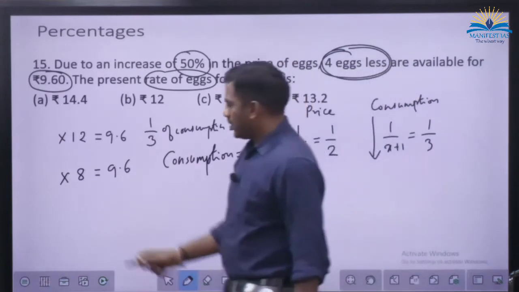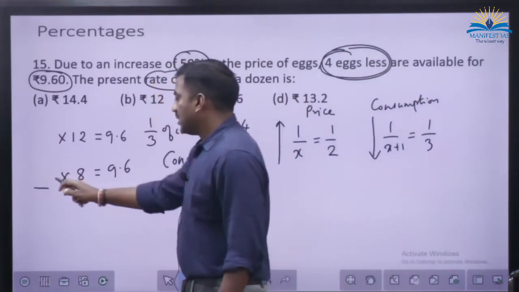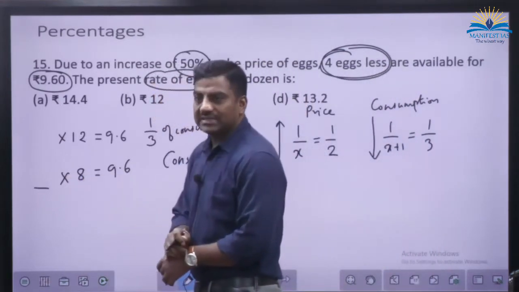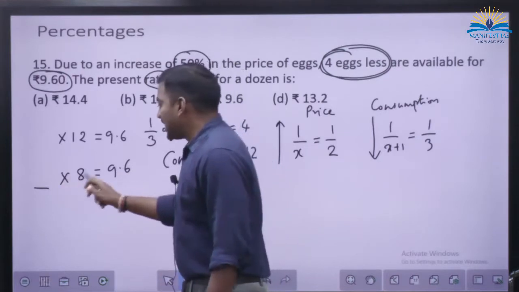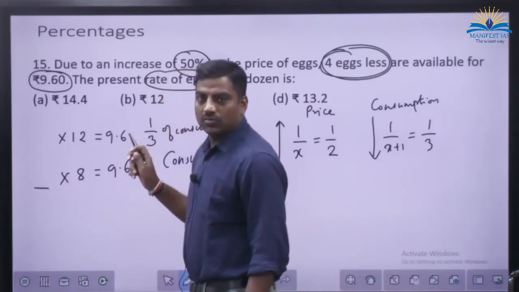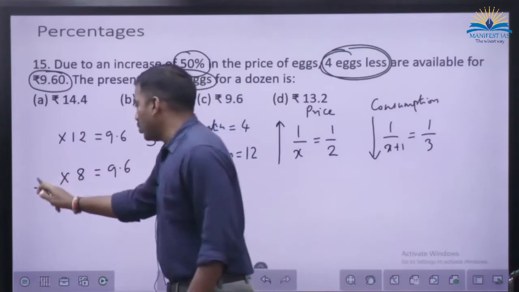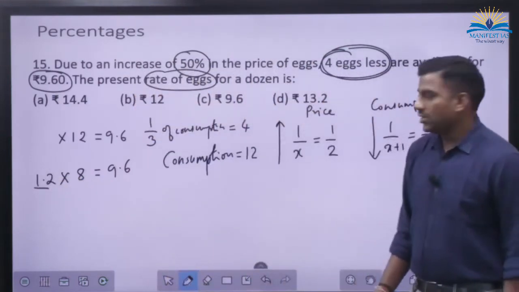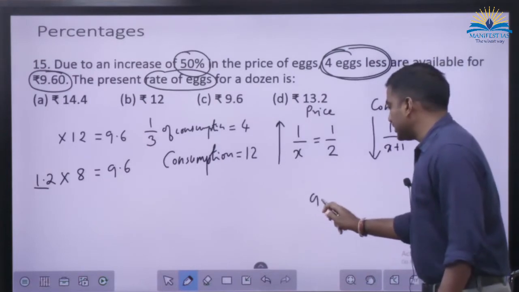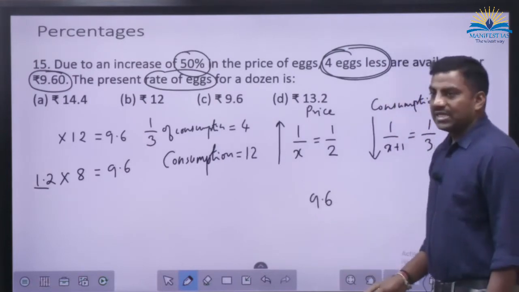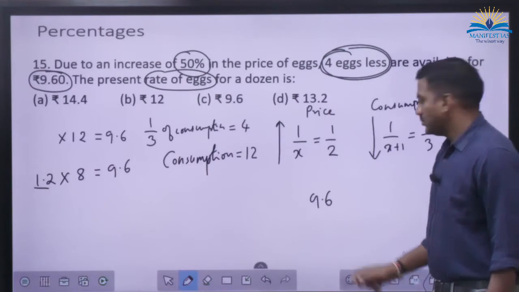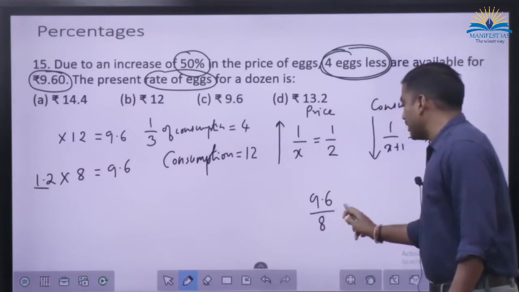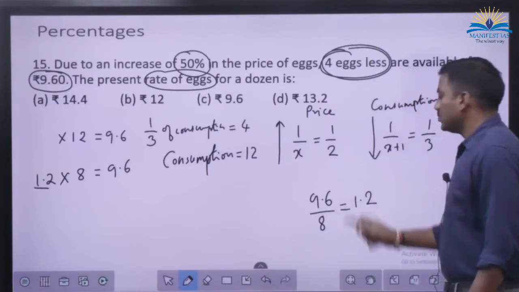So presently, the rate of x is how much? Something into 8 is equal to 9.6. 12 8s are 96. Yes or no? So 1.2 into 8 would be 9.6. Or you have got 9.6 and the present consumption is 8. Divide by 8, you will get 1.2.